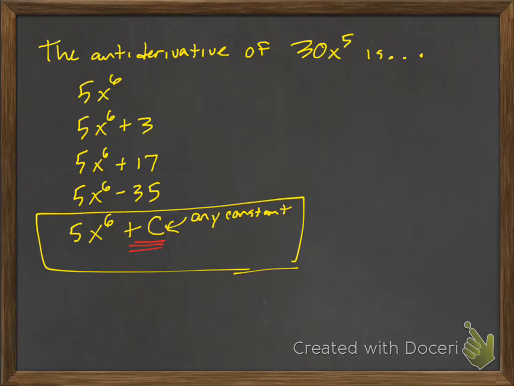Now, there are ways of finding out what c is under certain circumstances, but nothing we need to worry about right now. But we do need to be accurate when we say the antiderivative of 30x to the fifth is 5x to the sixth plus c, because it could be any plus c, or any minus c for that matter.